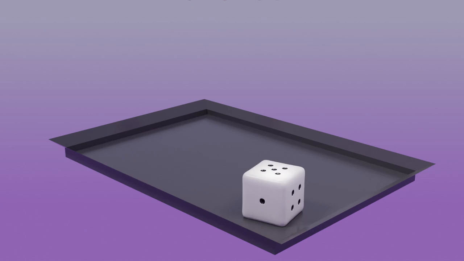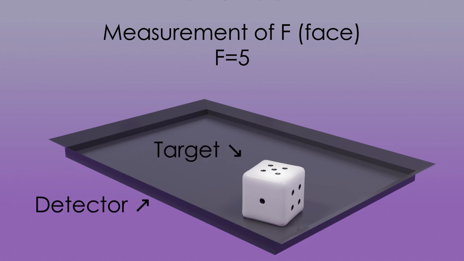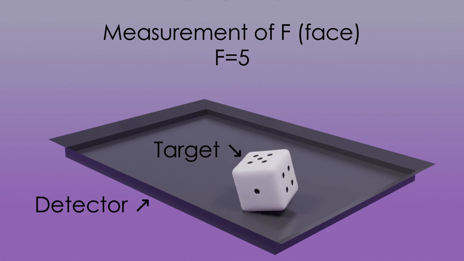What we just did was to measure the face property, F. The flat surface is our detector, and the die is the target that is being measured. And here's the key thing. The detector interacted with the die and forced it to commit to one of the 6 values.